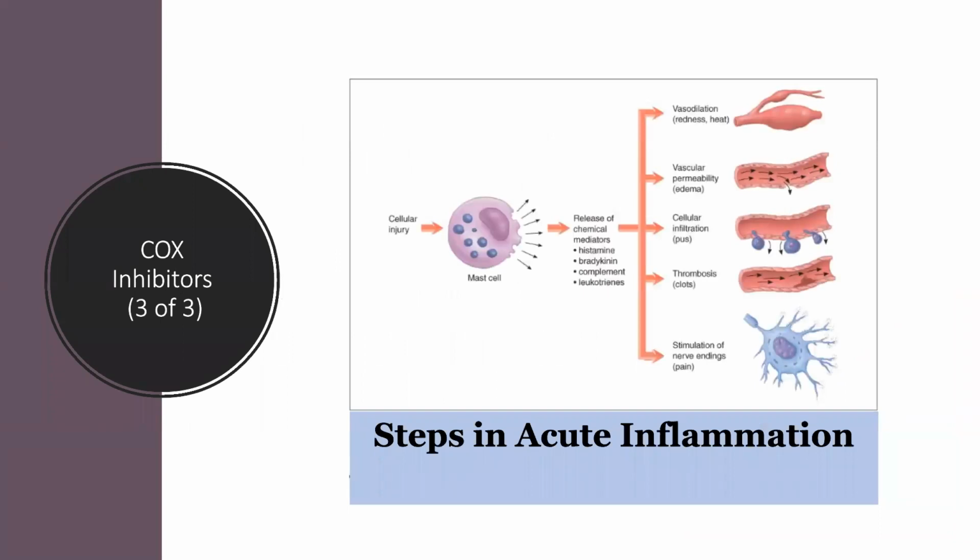Now, how do they act in an acute inflammation? Here we can see a cellular injury occurs. What happens to the mast cell? The mast cell will release chemical mediators like histamine, bradykinin, complement, and leukotrienes.